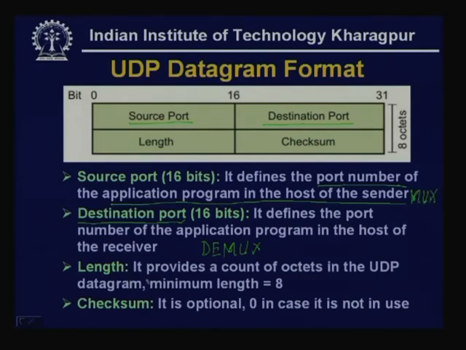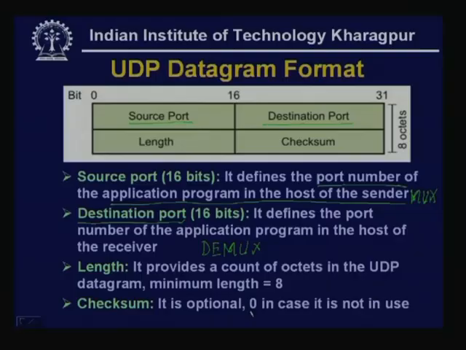The length field provides a count of octets in the UDP datagram, and as you can see the minimum length is 8 octets, which is essentially the header of UDP. As I mentioned, UDP is an unreliable protocol, so essentially there is no need for error detection. That is why error detection is optional in UDP. Whenever it is not used, 0 is written in this checksum field, and of course, in situations where it is being used, it is not 0.